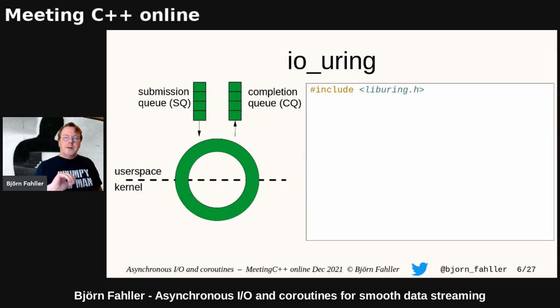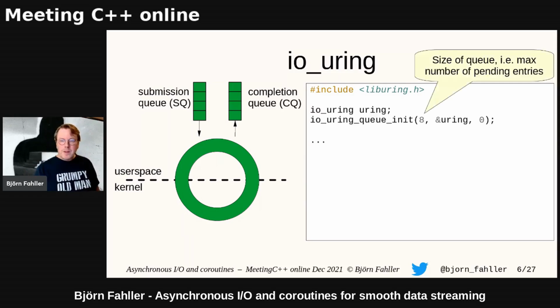So you include liburing. And what you do is you create a uring instance. This is, of course, a C API. And you can have one ring per thread in a user space program. You give it a max number of pending entries for the ring. So 8 in this case would be pretty low for a normal streaming application, but never mind.